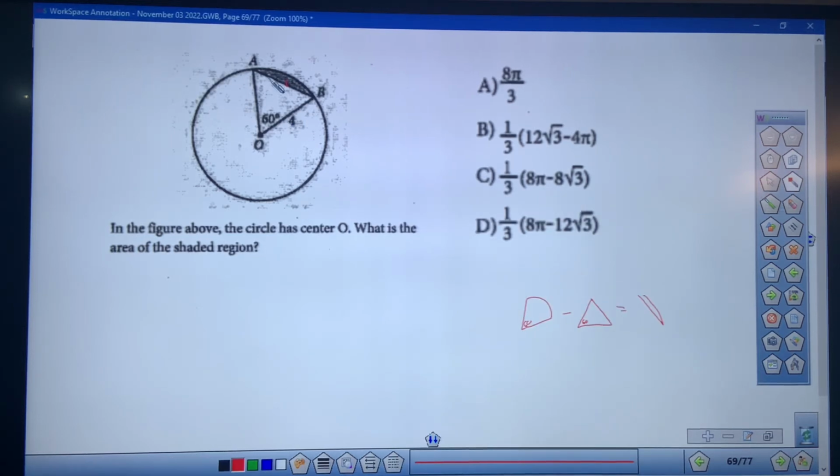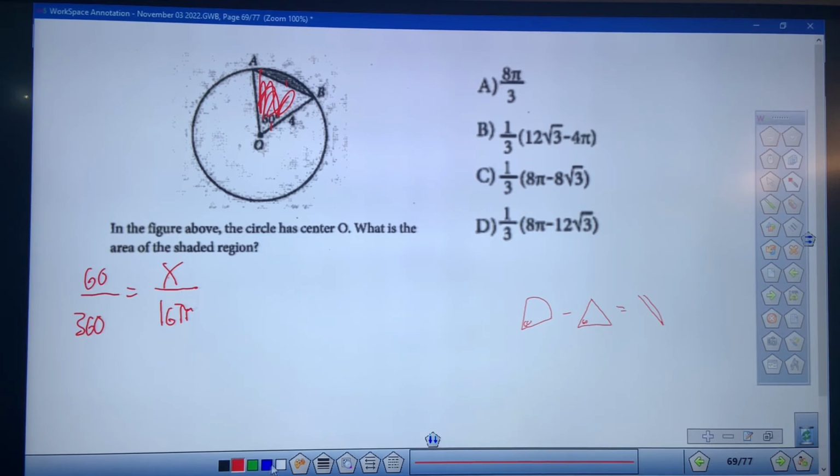So let's see here. The area of the sector is going to be 60 degrees over 360 degrees. The area of the entire circle would be 16 pi. And the area of this entire ice cream cone would be x. And we'll figure that out.